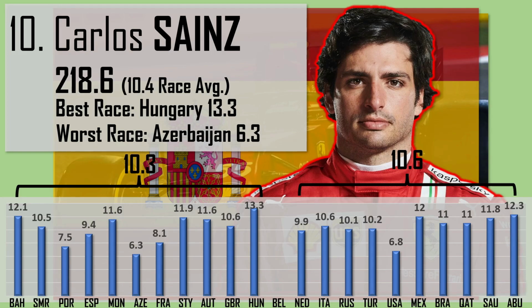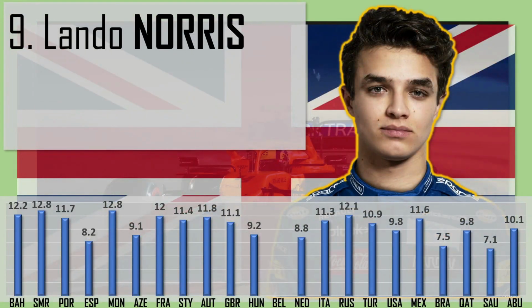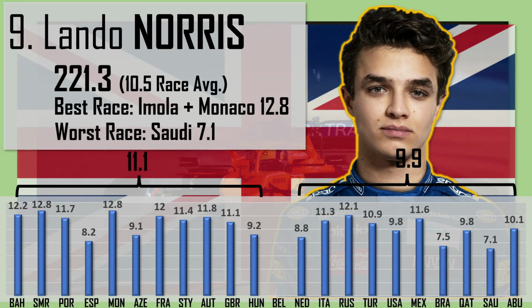And so from Carlos Sainz, we will then head to P9. Lando Norris. He ended up scoring a season's total of 221.3 with a 10.5 race average, with a best race result of Imola, where he scored his first podium of the season, and Monaco, scoring 12.8 each, with a worst race of Saudi, 7.1. However, Norris had a significant drop-off in performance scores in the second half of the year, scoring an average of 11.1 in the first half and then 9.9 in the second half.